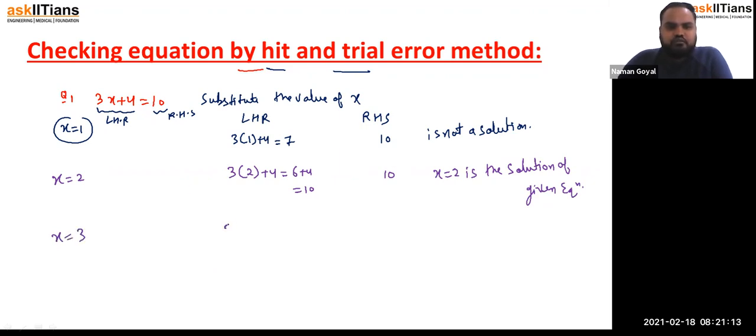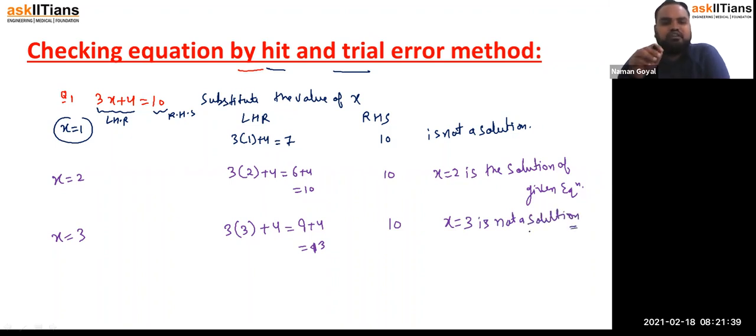We can check further for x is equal to 3. For x is equal to 3, 3 into 3 plus 4 will be 9 plus 4, which gives 13. And we know that 13 is not equal to 10, the RHS. So x is equal to 3 is not a solution. This is the meaning of checking an equation by the hit and trial error method. So for this question, we got x is equal to 2 as the answer.